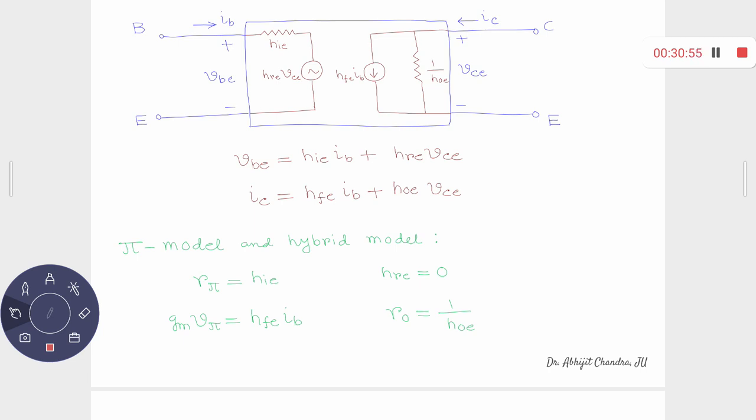So henceforth, we have to refer to this small signal model many a time for doing the calculations, for calculating the gain of the amplifier. In that case, we will use these parameters side by side. Sometimes I will refer to the H parameter model, sometimes I can also refer to the pi model. Same thing. I can write R pi, I can also write HIE. They'll give you the same feeling. I can write GM V pi, I can also write HFE IB, because we understand that GM V pi and HFE IB are the same. So in mix and match mode, I can use these different parameters.